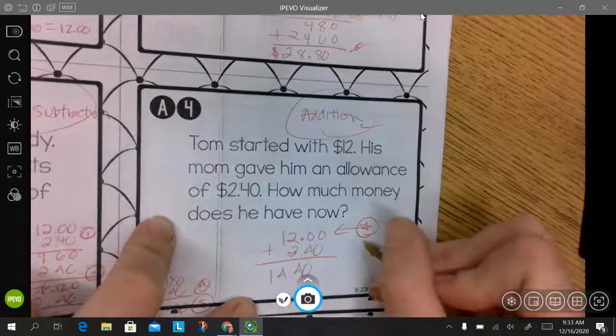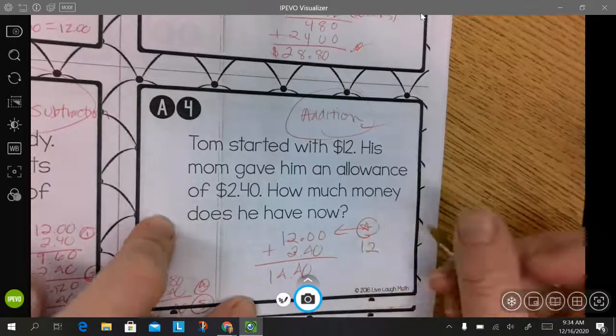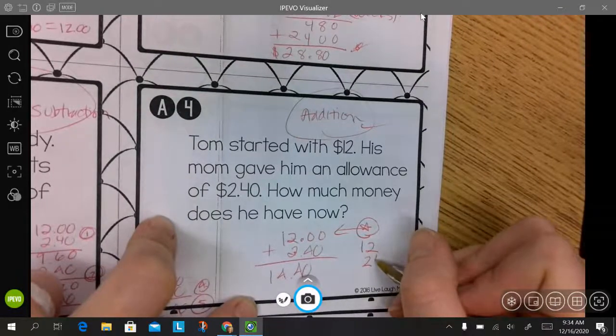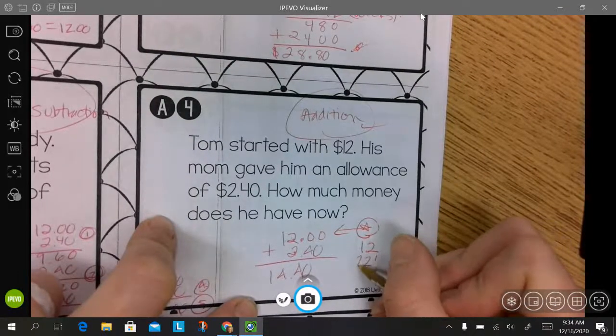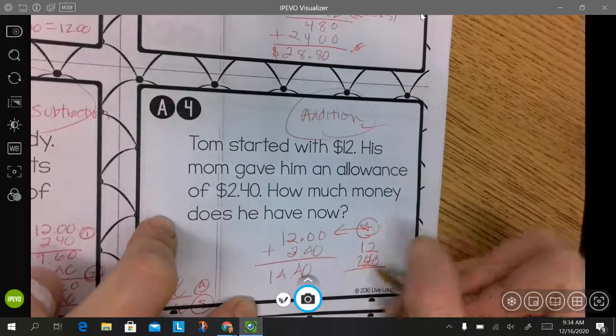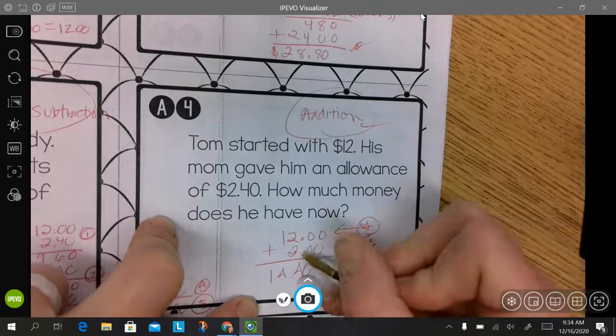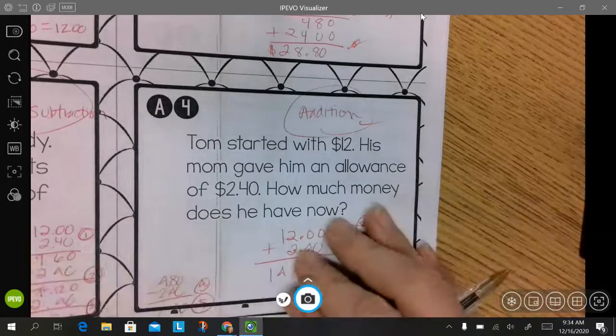Because if not, if you didn't do that, you may have put them together wrong. I see kids doing that all the time. Just don't do that, okay? Make sure you guys line up your decimals. All right? Good job. All right, flip it over.